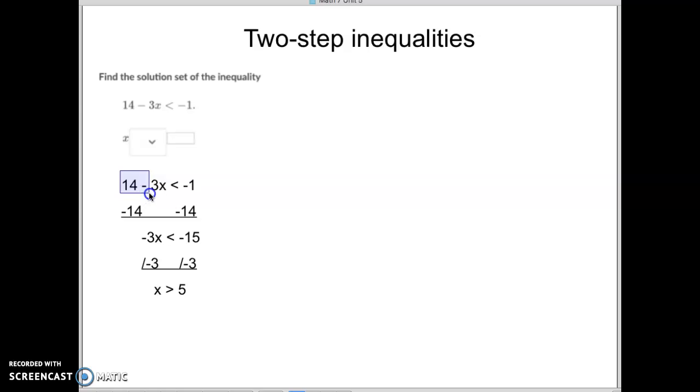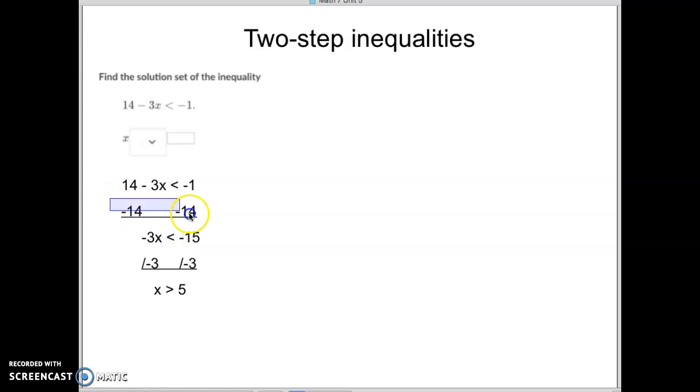The 14 minus 3x is less than negative 1. Step number one, we have to get rid of this positive 14. How do you get rid of a positive 14? You add a negative 14 so they cancel. Whatever you do to one side, you do to the other side. Now remember, adding a negative does nothing to this inequality sign. That's only when you multiply or divide by a negative.